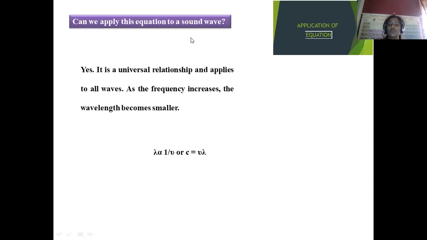And can we apply this equation to sound waves? Yes, being a universal equation, it can be applied to any kind of circumstances, even to sound waves. It is a universal relationship and applies to all waves. As the frequency increases, the wavelength becomes smaller because both are reciprocal to each other. Using the same formula, you can apply it even to light and sound, any kind of properties which are related with the universe.